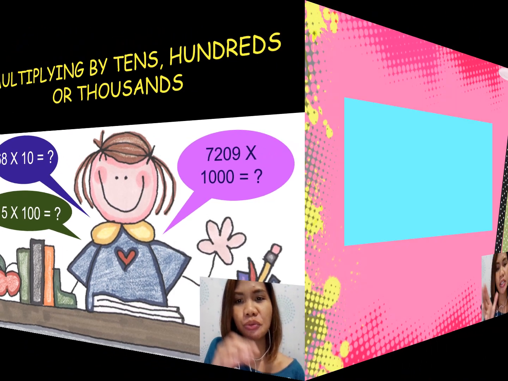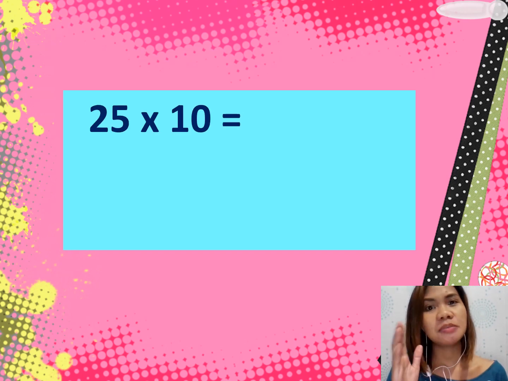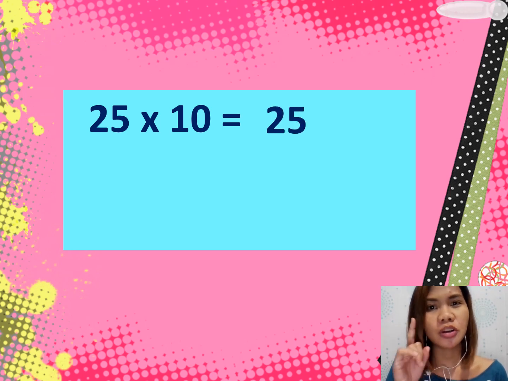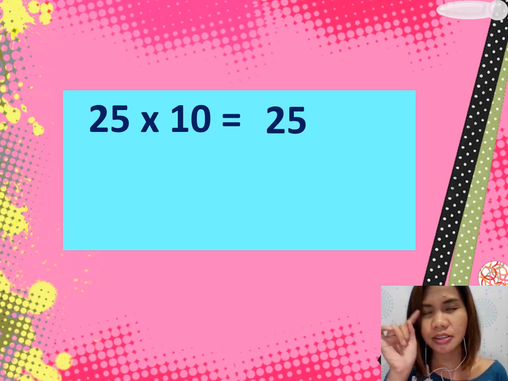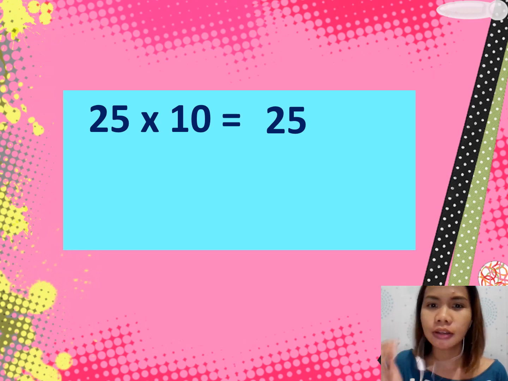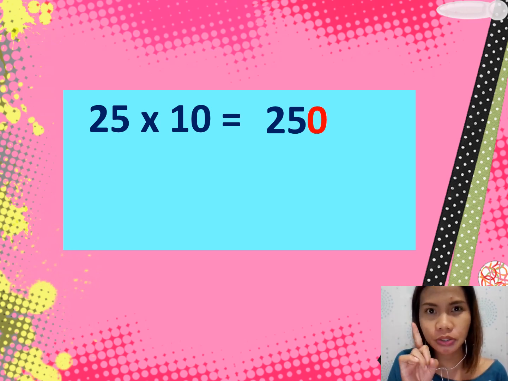Okay, so say 25 times 10. First you're just going to copy 25 and then you see how many zeros? One. So attach one zero and the answer is 250. Alright, so next let's move on to the next question.